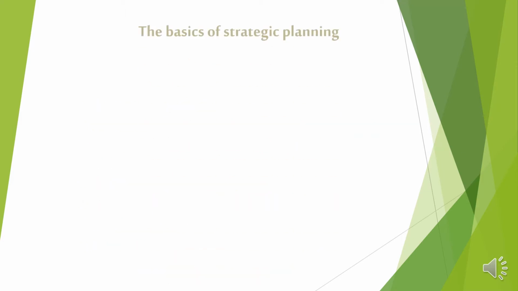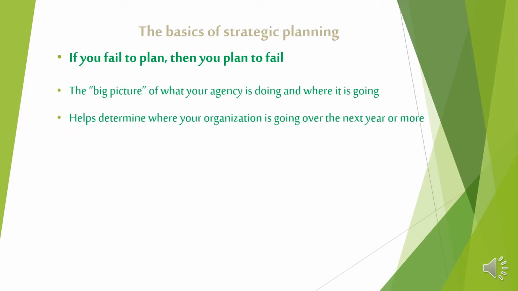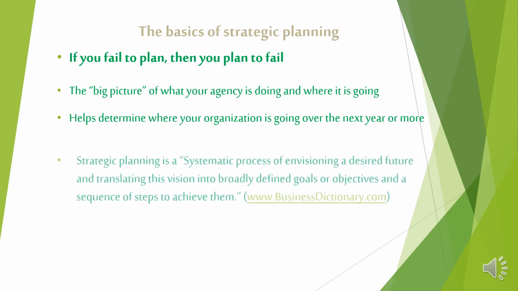So we'll give here some basics for strategic planning, like rules, like definitions. And the main rule here is, if you fail to plan, then you are planning to fail. If you did not put a good plan, this is a plan to fail. So try to put a correct, implementable plan so you can succeed. The big picture of what your agency is doing and where it's going is the strategic plan. The strategic plan will help to determine where your organization is going over the next year or more than 1 year. And we will discuss later on for how long we can prepare a strategic plan.